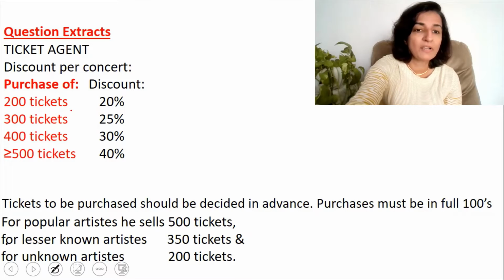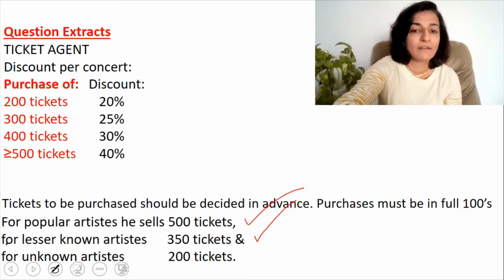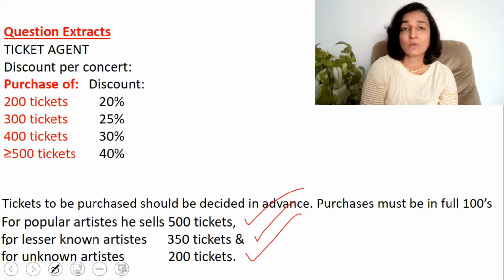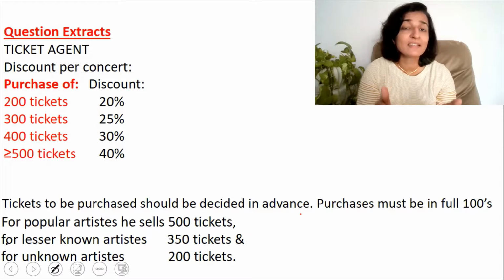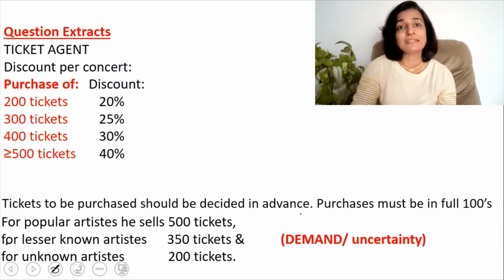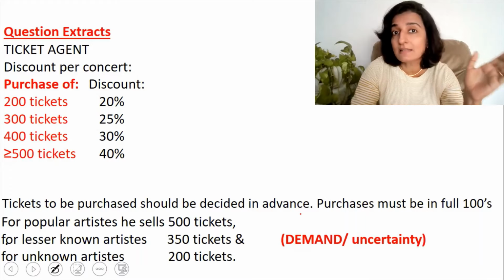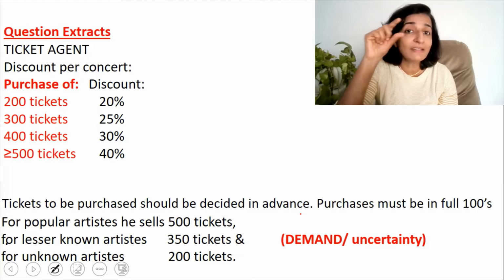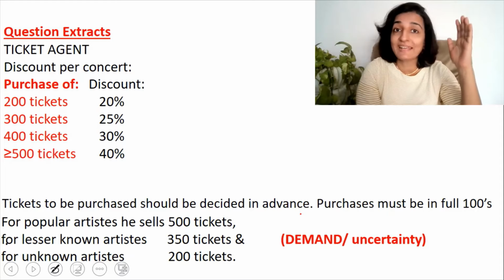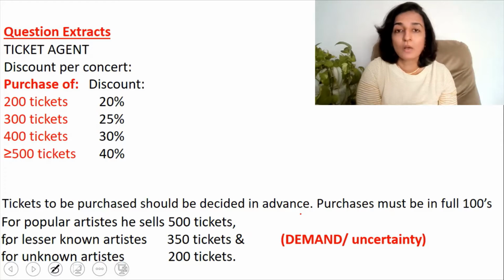Now, for popular artists, he sells 500 tickets. For lesser known artists, he sells 350 tickets. And for unknown artists, he sells 200 tickets. This information we already saw. What is this exactly? This is nothing but the demand for the tickets, or that is the uncertainty. Now, in order to construct a payoff table, we need to take the decision as the column headings and the uncertainty as the row headings.